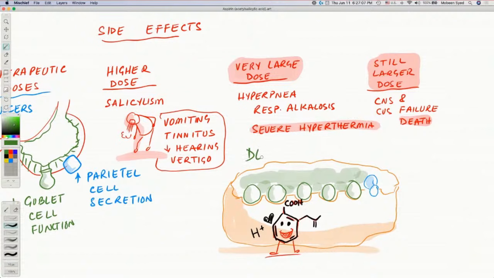And this is because of the decoupling action of aspirin, and I'm going to explain that in a second here. But think about it for a second. Aspirin is given to reduce fever. But if you are giving it in larger doses, it can paradoxically cause fever. So let's see what causes that.